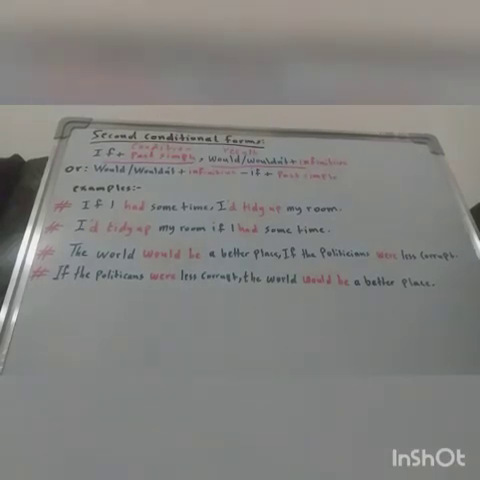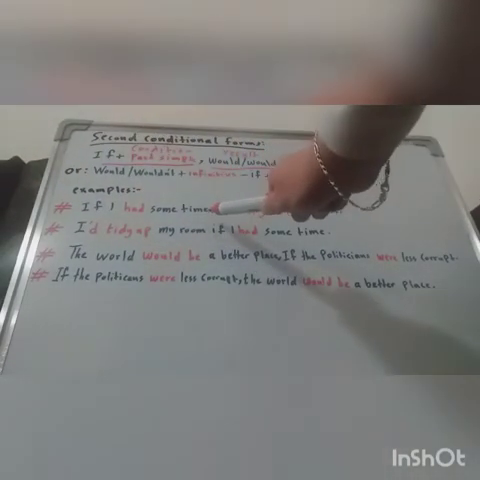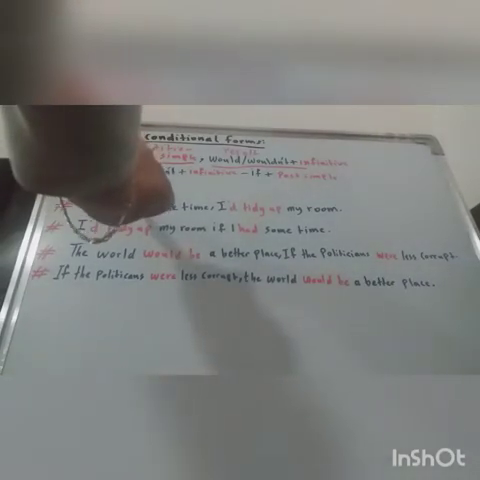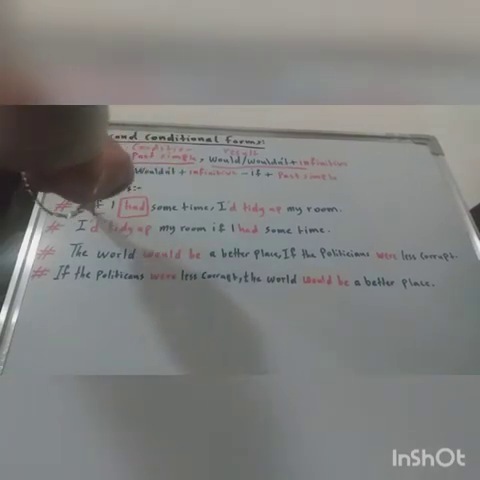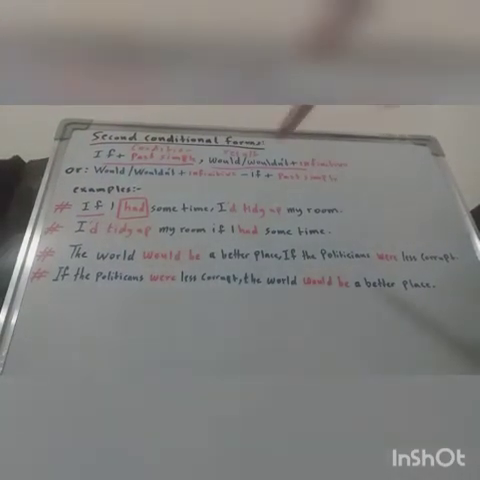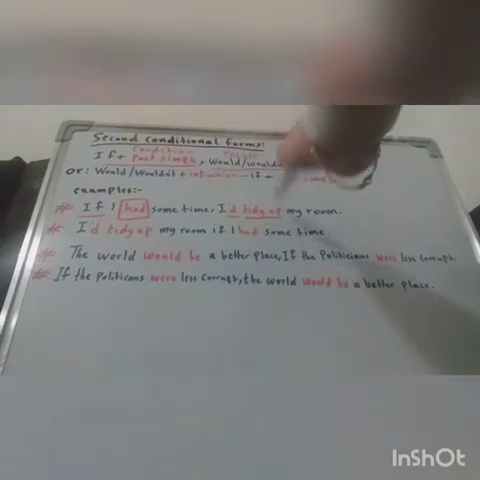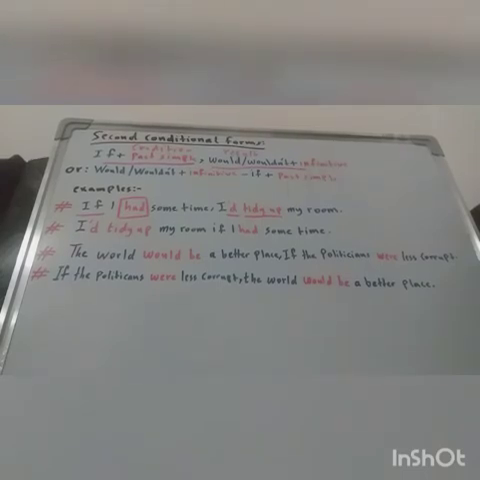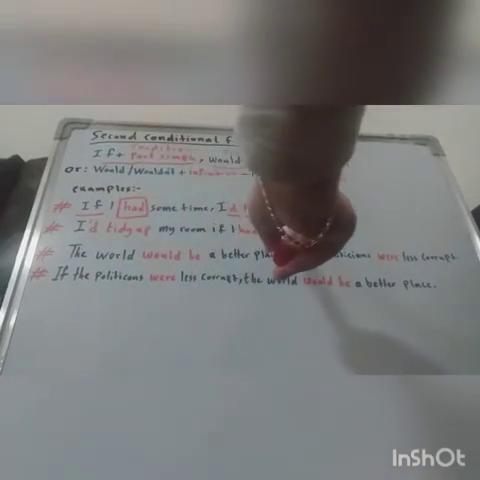Now look at the following examples. If I had some time, I'd tidy up my room. Well, here's the past simple form of the verb have in the condition clause, and here's the contraction of would and the infinitive form of the main verb in the second clause. This is the second order. I'd tidy up my room if I had some time.